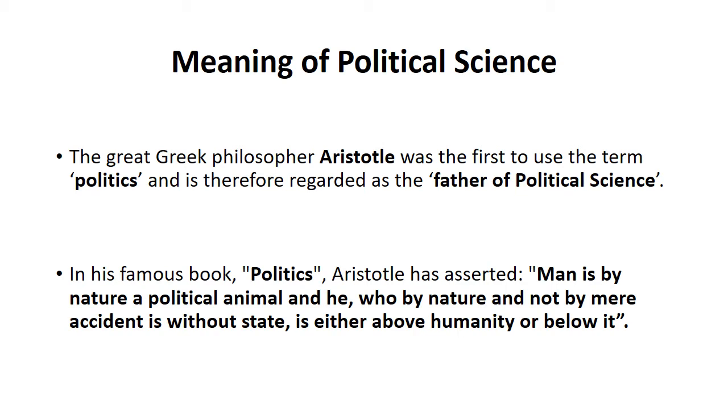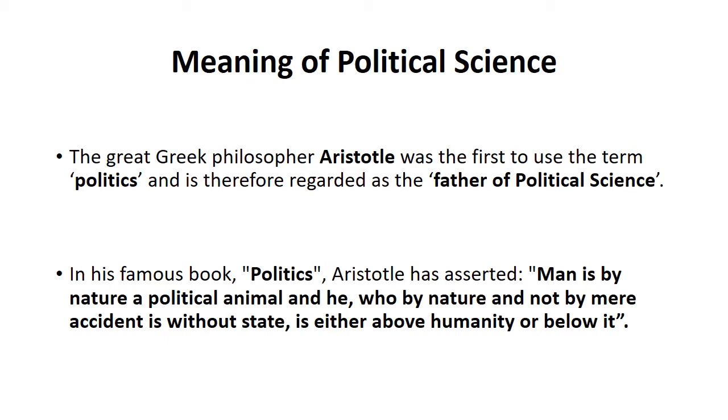So actually he wrote a very famous book, Politics, and in this book Aristotle says that man is by nature a political animal. See, this is a very important point here. Aristotle says that man is by nature a political animal, and he who by nature and not by mere accident is without a state is either above humanity or below it.